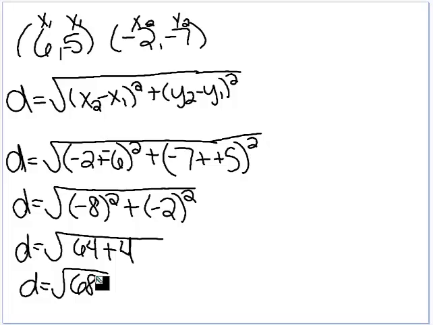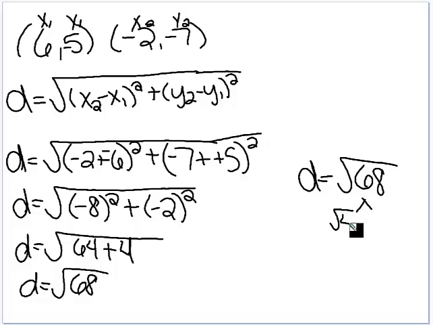Can that simplify? There's no perfect square can go in there? What about 4? Yeah, 17. Do 68 divided by 4. It's 17. So my distance is the square root of 68, and I can simplify this. So this is just like our simplifying radicals now. This can break into the perfect square of 4 times the square root of 17. Square root of 4 is 2. So I have 2 square roots of 17 for my distance.